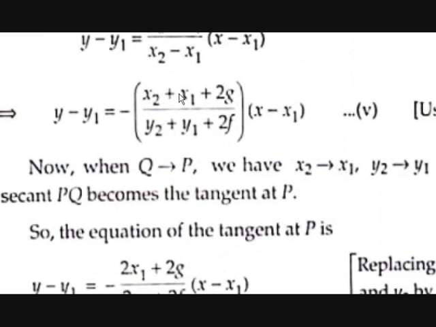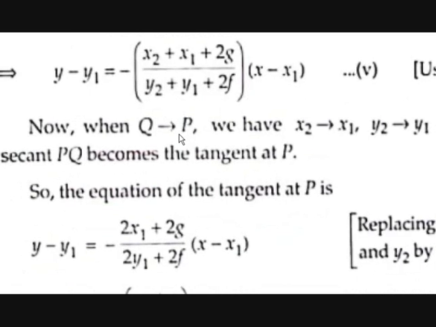If we substitute that, you will get the following equation. Let us imagine that as the fifth equation. Now, as q tends to p, q becomes p, then x2 becomes x1, right? x2 will tend to x1 and y2 will tend to y1. So the secant PQ becomes the tangent at P.